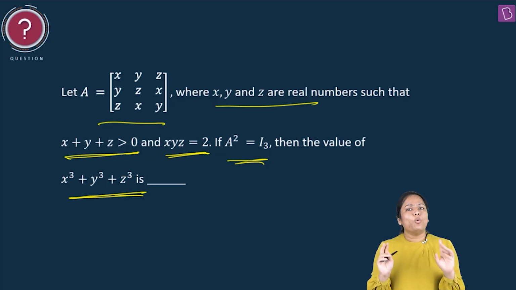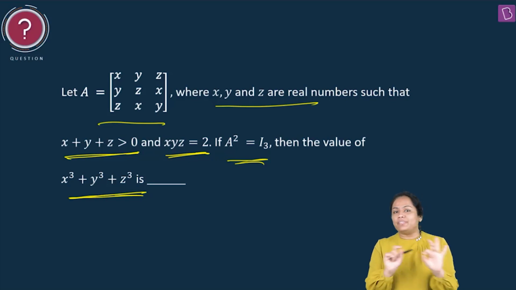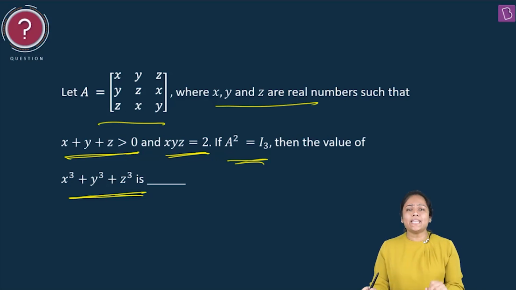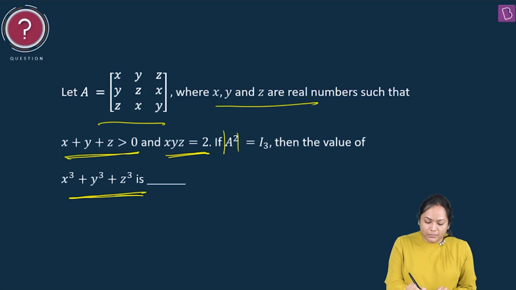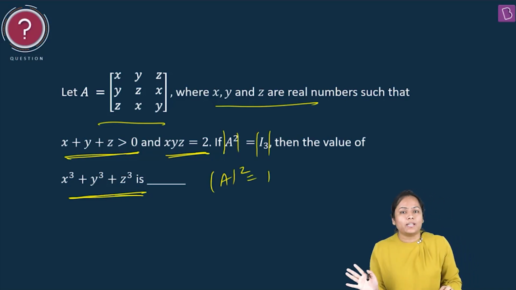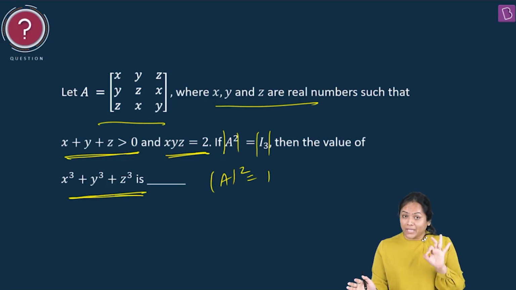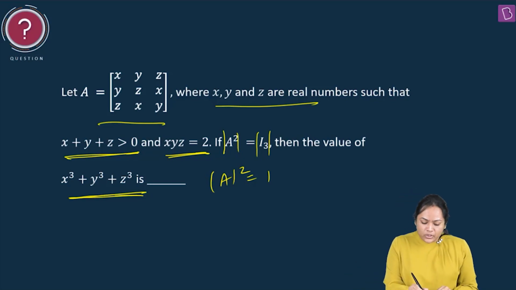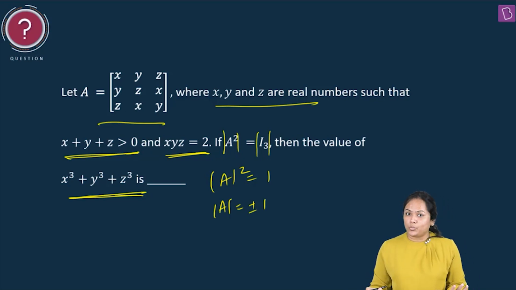But again, I make the process very simple for you. I will actually not find A square over here, but I'll use this information in another way. What I can say from here is that if my A square is the identity matrix, when I take determinant on both sides, my determinant of A square value will be 1 because the identity matrix has determinant 1. I hope you understand what is I3. I3 is the identity matrix of order 3. Clear? So that means my determinant of A will have two values, either 1 or minus 1.